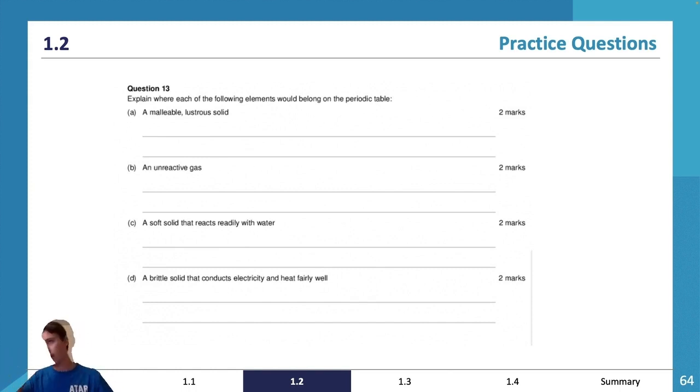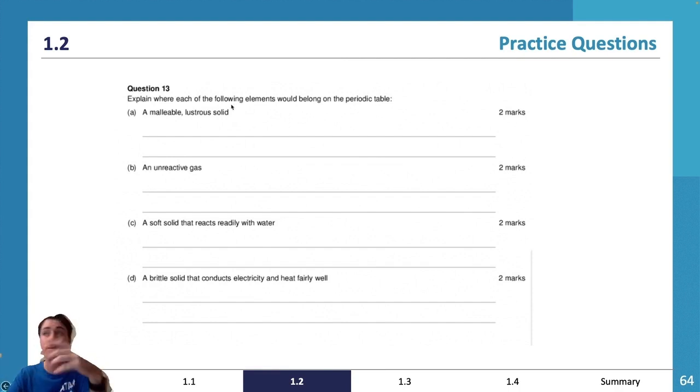And hopefully you're back. So, as you can see here, you've got a malleable lustrous solid. You've got an unreactive gas. You've got a soft solid that reacts readily with water. You've got a brittle solid that conducts electricity. If I was going through this, the first one I'd think about is unreactive gas. We talked about it. Which of the gases does not want to do anything? Which of the gases is really comfortable with who it is, doesn't want to share anything? Noble gas.